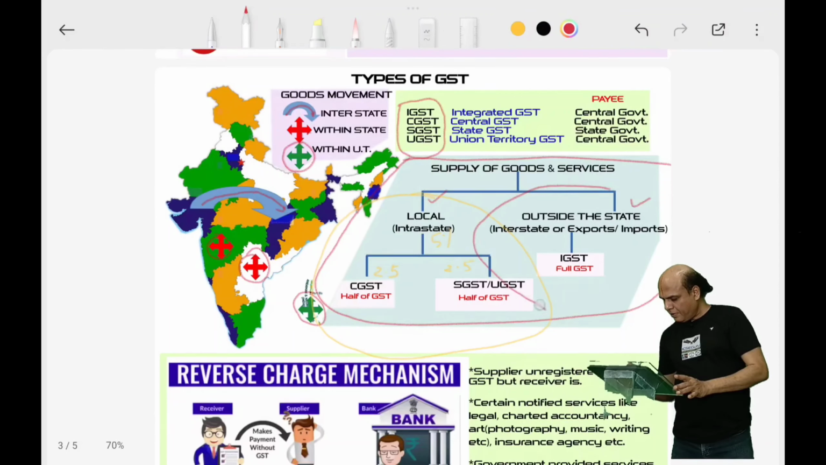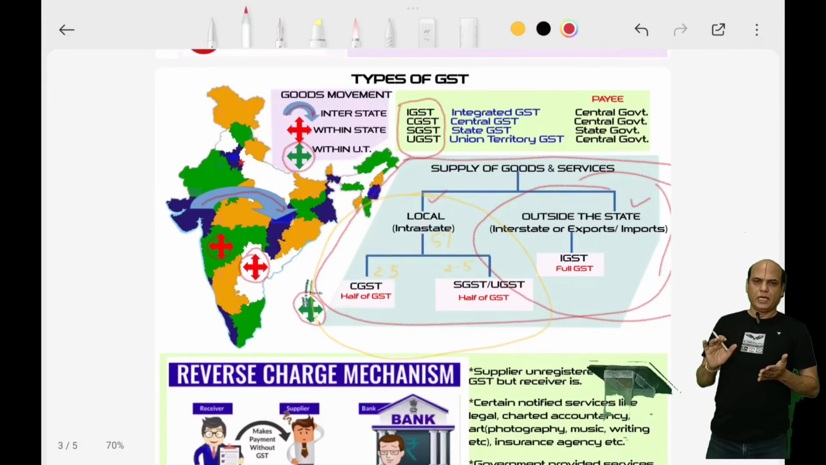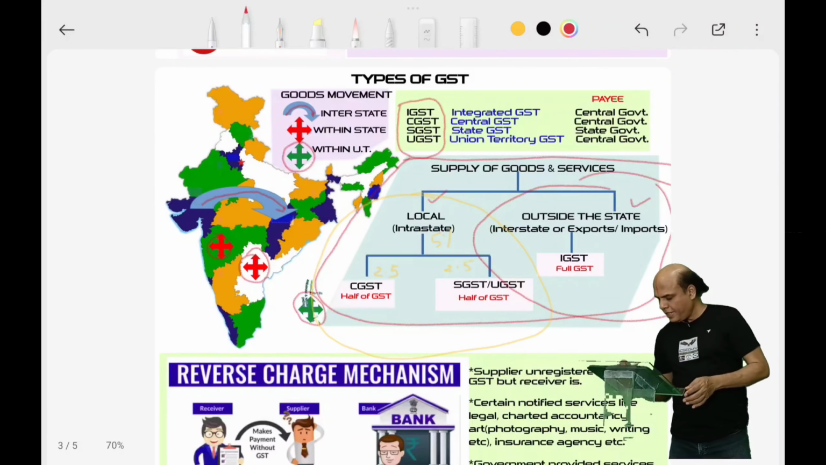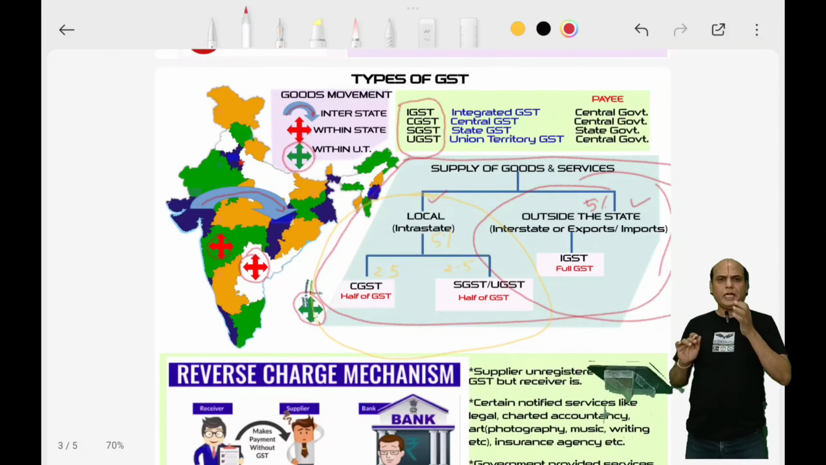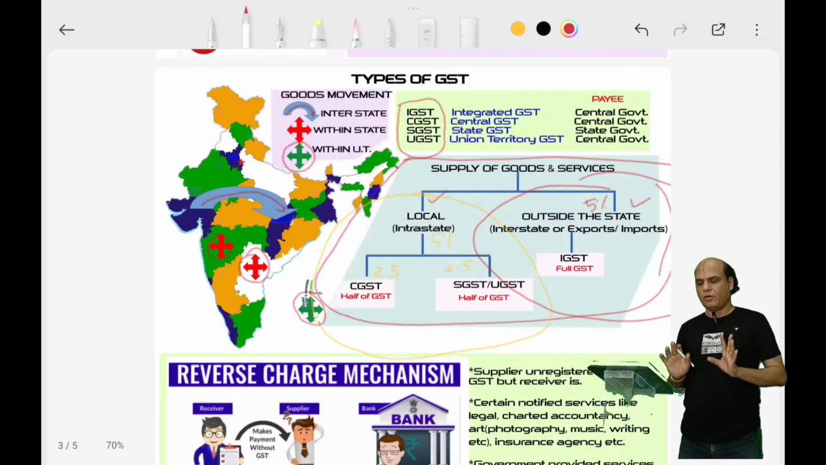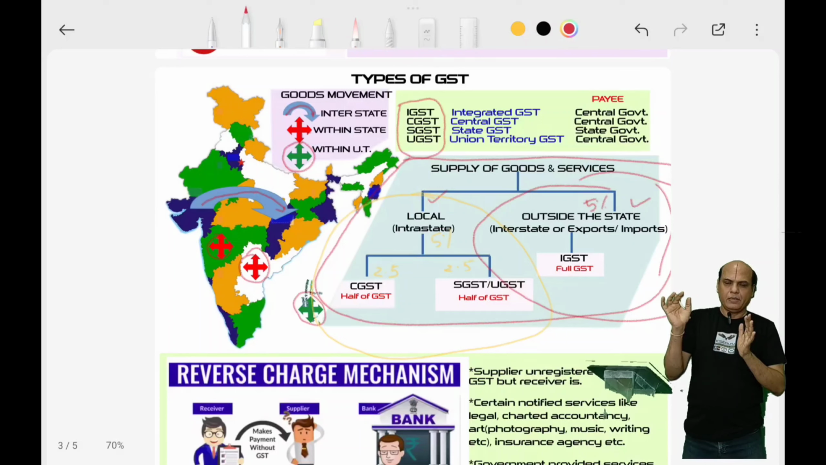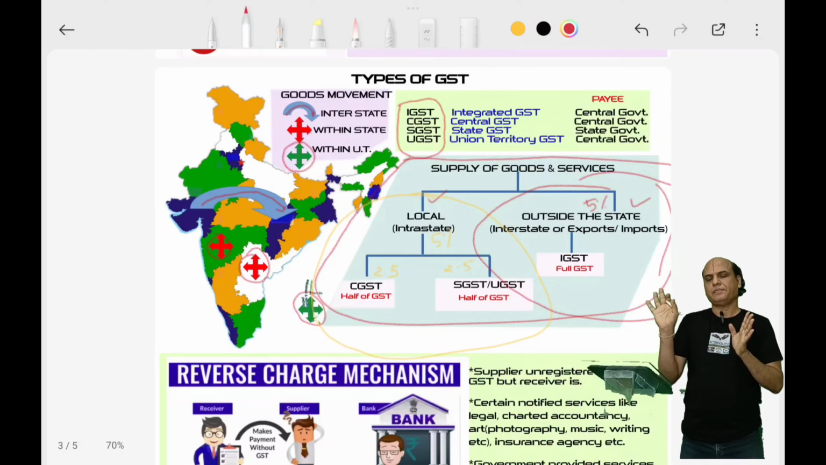Now, come to the other side. When the goods are moving, crossing the boundary, and they are moving interstate, like the goods originated from a state and moving to another state, or the goods that originated from a union territory and going to another territory. Now here if 5% is levied, the same case, 5% of GST, here the entire 5% is paid as IGST, integrated GST, to the central government. So what we need to remember is whenever the goods are moving interstate, then this entire slab of GST has to be paid to IGST.